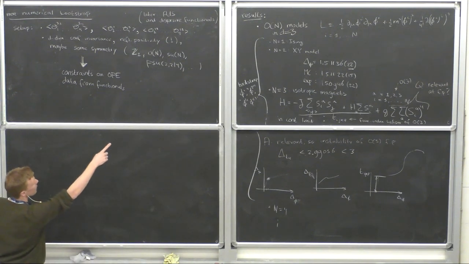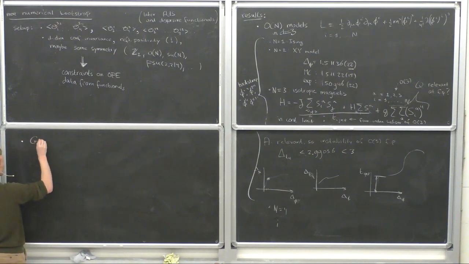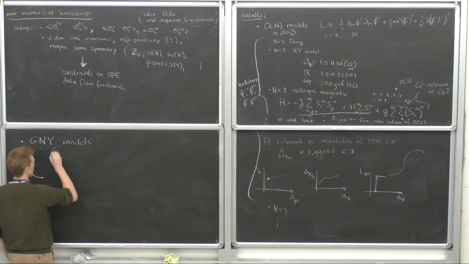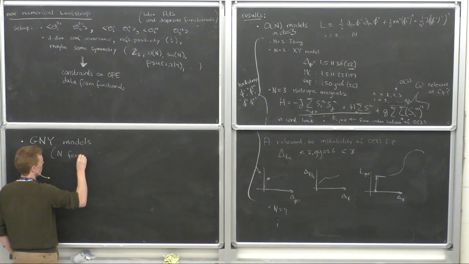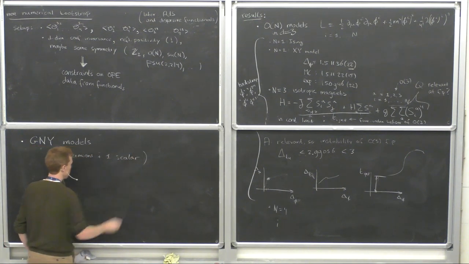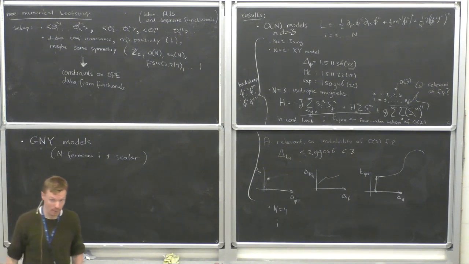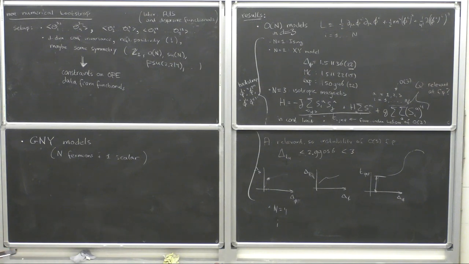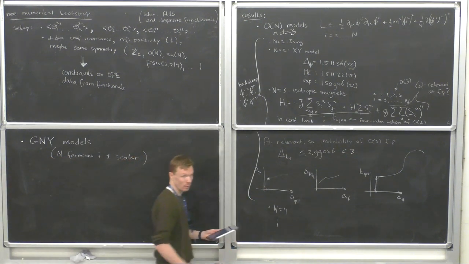Results, so I have a dot there for ON models. There's also Gross-Neveu-Yukawa models, which are models with N fermions plus one scalar. And you can get, nowadays, this was hard because people had to do four-point functions of fermions, but the talk I was talking about, that was happening in this room in October, presented some very nice results where they also found these type of islands for the Gross-Neveu-Yukawa models.